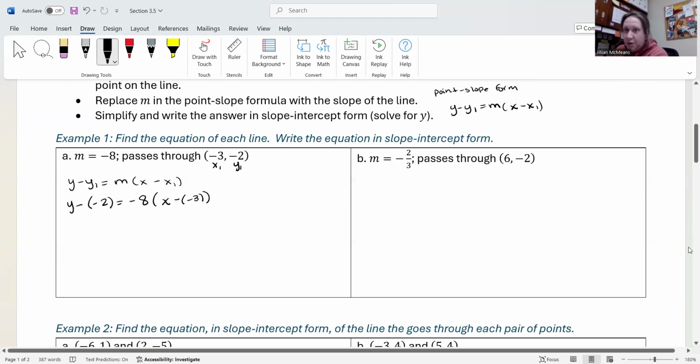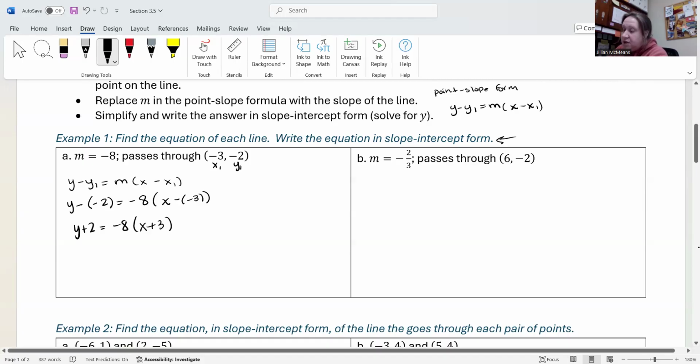Okay, I don't like that double negative thing. So y minus -2 is the same as y plus 2. And then inside the set of parentheses, I have x minus -3. I want to rewrite that as just x plus 3. So technically, this is the equation of the line that has a slope of -8 and passes through the point -3, -2. But oftentimes we'll be asked to write our answer either in slope-intercept form or standard form.